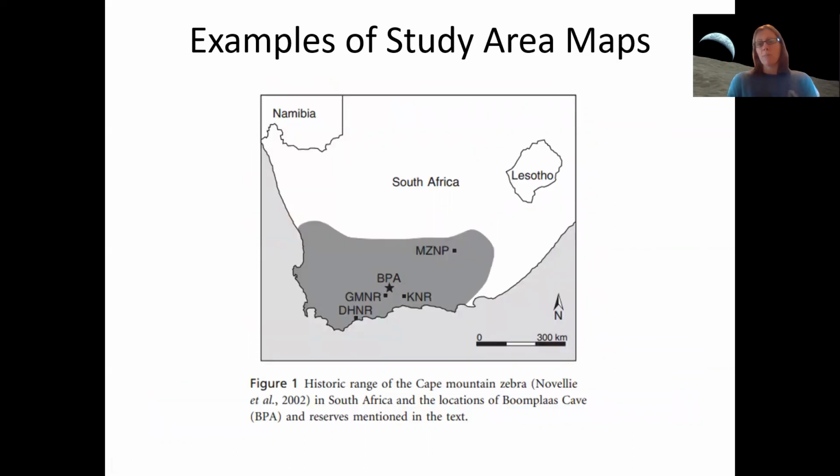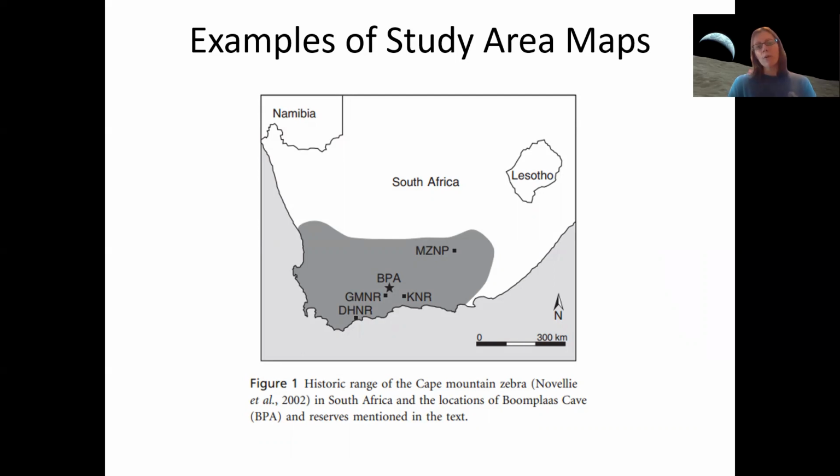And here's one last example of a study area map, also from a paper. This one is about the Cape Mountain zebra. Here's a blob generally of where in the world it used to be. And then presumably these spots on the map are areas that are going to be relevant later on as you read the paper or go further in the poster.